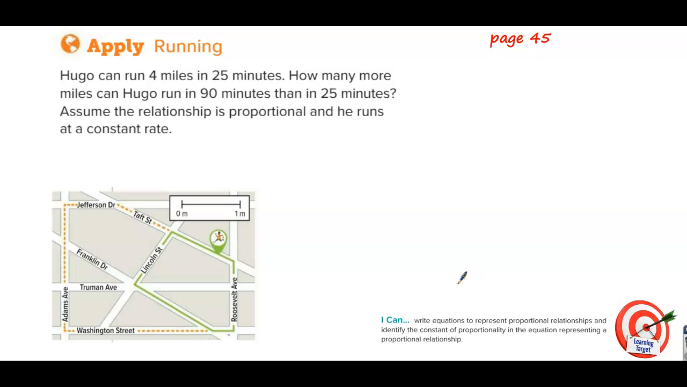Okay, this is tricky. This has multiple steps. First of all, we need to know what our constant of proportionality is so we can solve this problem. And we've got miles per minute. Whenever we're doing speed, we always want to do miles per minute or miles per hour. But in this case, they're giving us minutes. If Hugo can do 4 miles in 25 minutes, well, again, we need to divide the top and bottom by the bottom number.